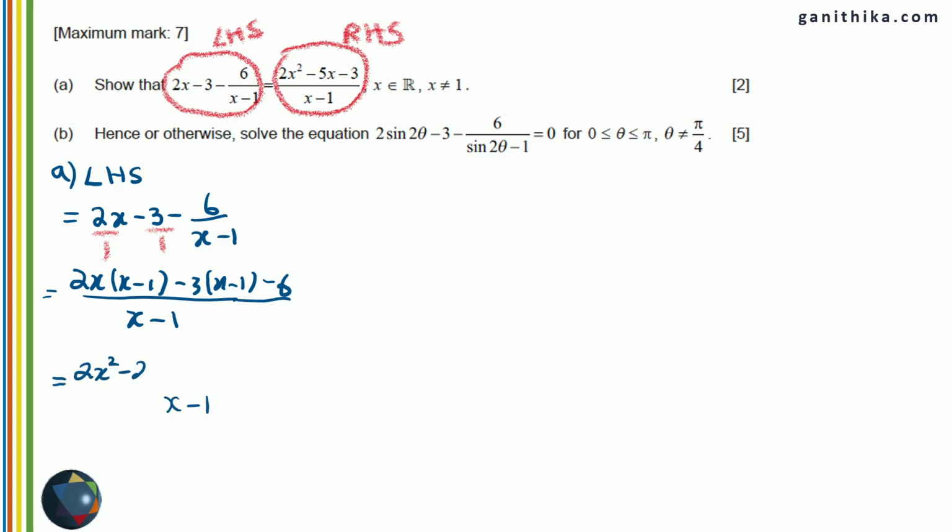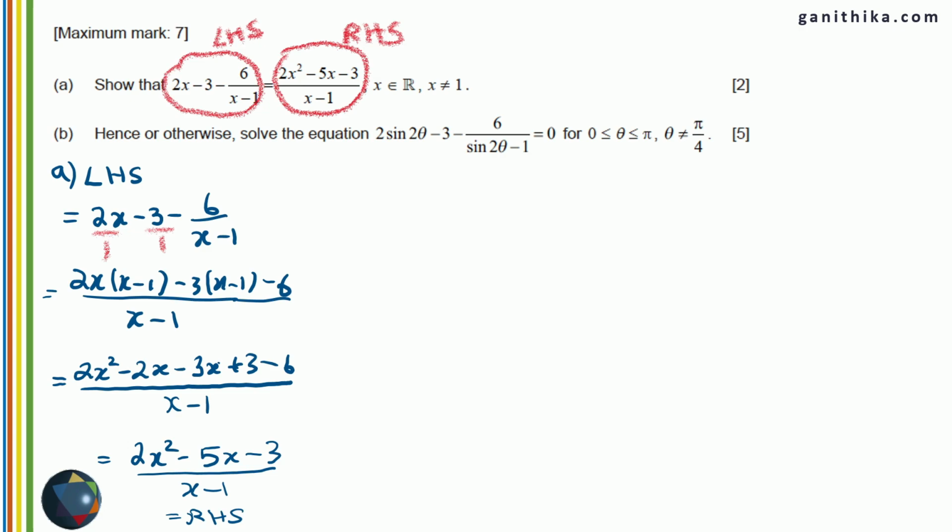Now you have to expand the numerator and keep the denominator as x minus 1. Expanding the numerator and simplifying this, you will get this as 2x square minus 5x minus 3 divided by x minus 1, which is nothing but the right hand side given in the question. So you have reached the right hand side starting from left hand side. So this is all for show that question for question A. Next we are going to question B.